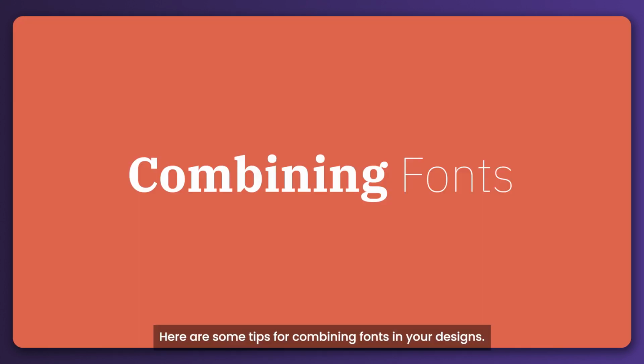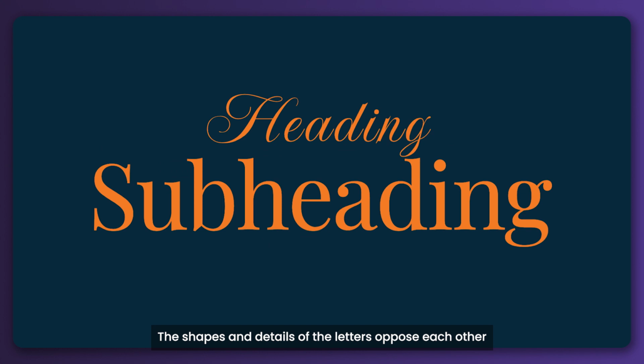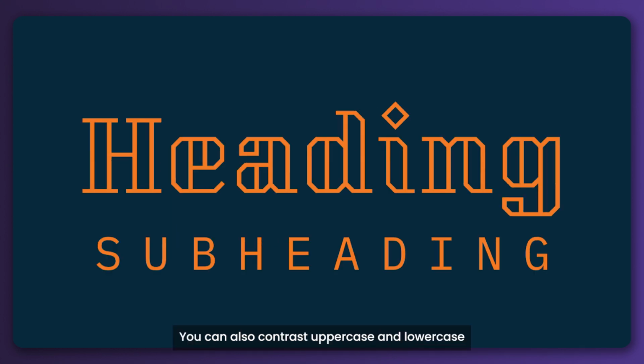Here are some tips for combining fonts in your designs. Combine fonts with contrasting styles for visual interest. The shapes and details of the letters oppose each other and create visual tension. You can also contrast uppercase and lowercase, and different sizes as well as letter spacing.